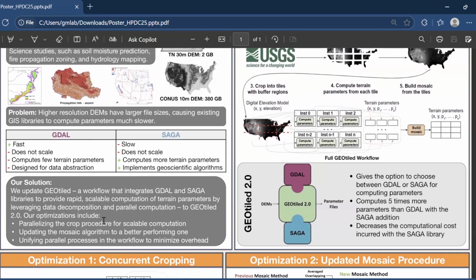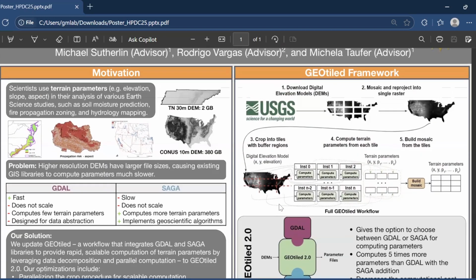So the solution for our work is we wish to update GEOtiled, a workflow designed by the Global Computing Lab, which integrates the GDAL and SAGA libraries to provide rapid, scalable computation of terrain parameters using methods of data decomposition and parallel computation. Specifically, our optimizations parallelize the cropping procedure, update the mosaic algorithm, and unify some multiprocessing processes to minimize overheads.